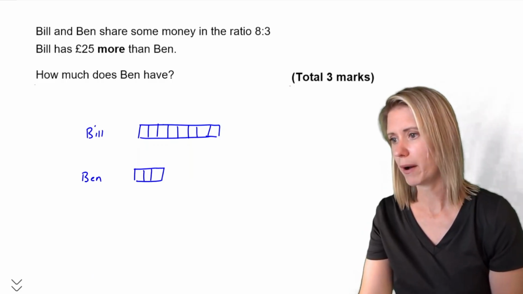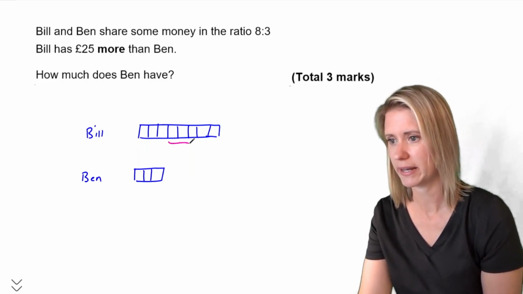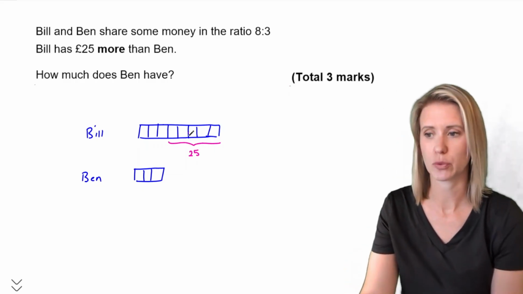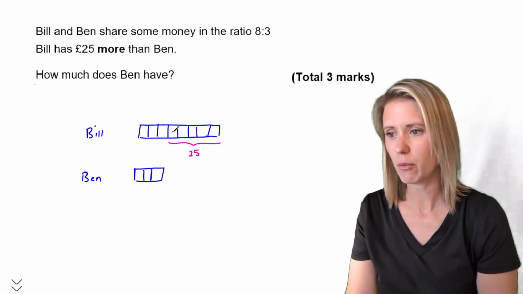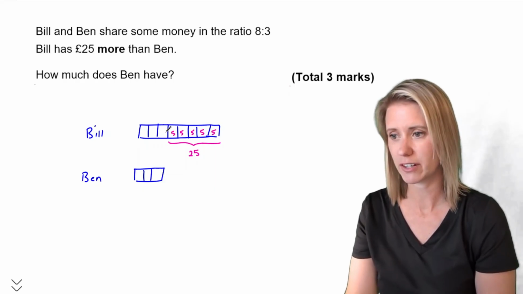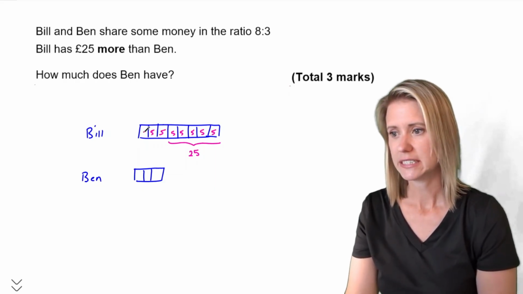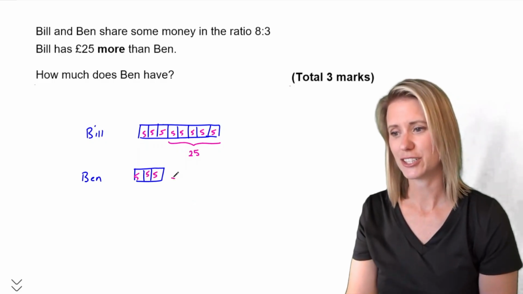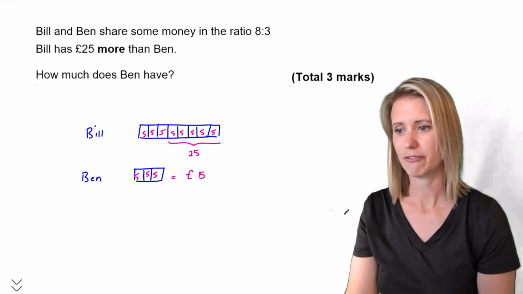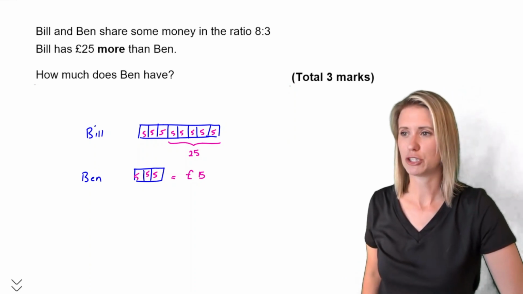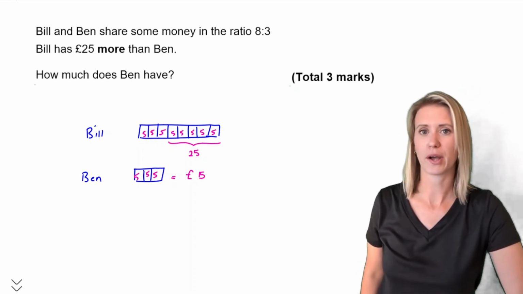And the more part for Bill this time is £25. So his 5 extra boxes is worth £25. So to find out what one is, we need to share it into 5. It's going to be £5. 25 divided by 5 is 5. So each part of the box is 5. So Ben in total has £15. £5 3 times is £15. So just be careful with these more than questions.